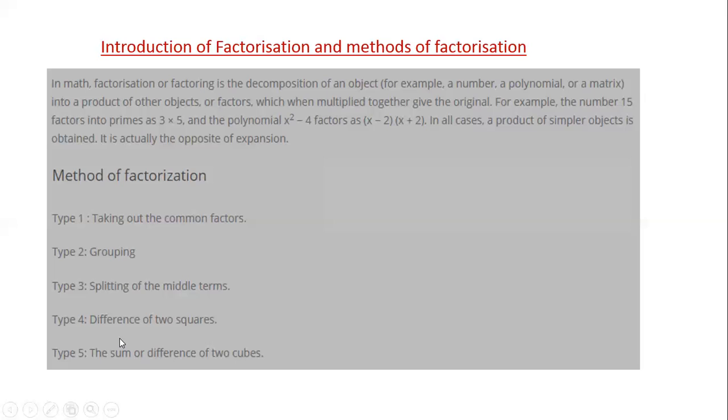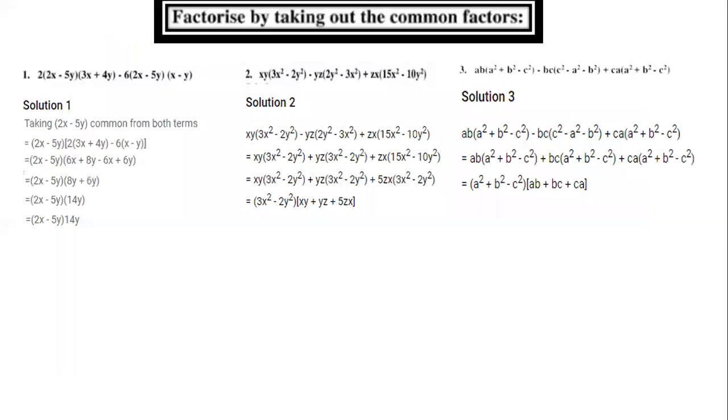So we have 5 types or 5 methods of factorization. The first one is taking out the common factors. Let us suppose a polynomial has 2 or 3 terms, and in those terms one factor is common overall, 2, 3, 4, any number. So we take out that common factor. See, factorize by taking the common factors.